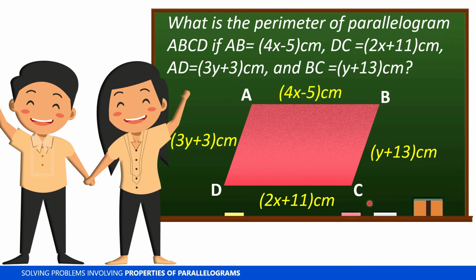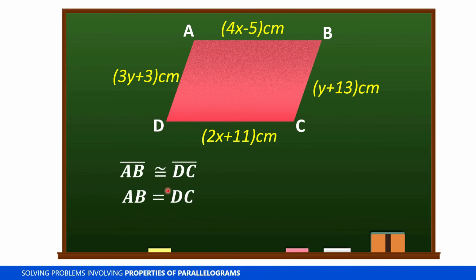Correct, we are going to use the property of parallelogram, that in a parallelogram, opposite sides are congruent. So we have to solve for the value of x and the value of y first for us to determine the perimeter of this parallelogram. So in this parallelogram, line segment AB is congruent to line segment DC, or the length of AB is equal to the length of side DC. Therefore, 4x minus 5, so that is the given for side AB, is equal to 2x plus 11, which is the given for side DC.